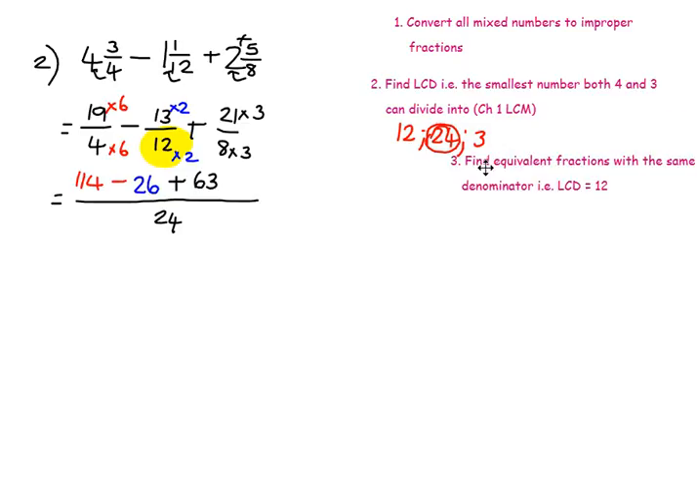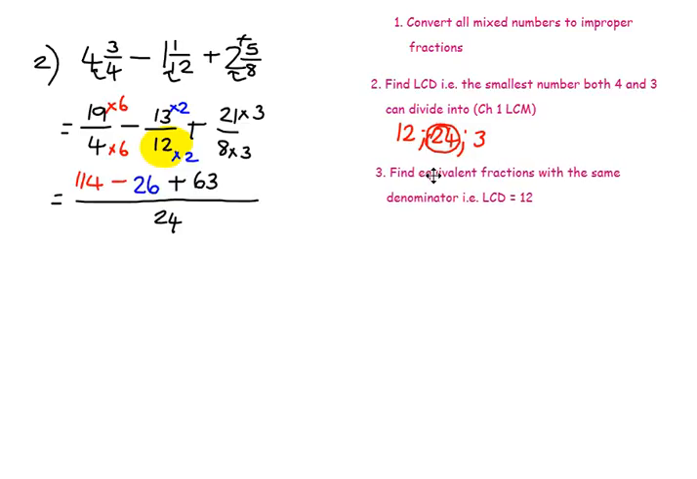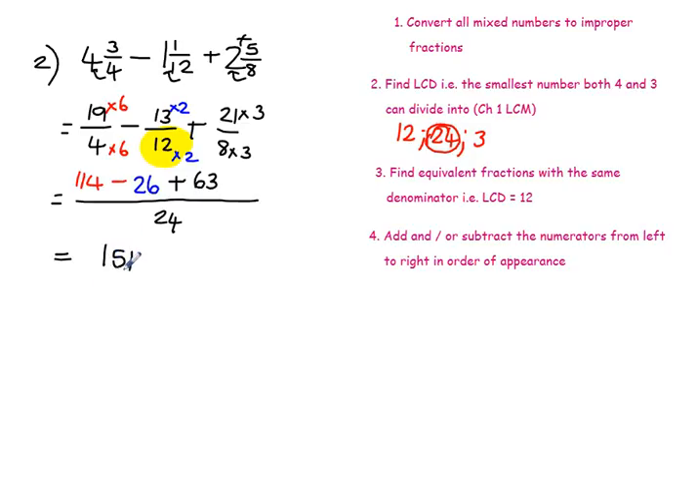The next thing we do, right, we found equivalent fractions by changing the numerators. Now we add or subtract the numerators from left to right. So I'm going to say 114 minus 26 plus 63, and the answer is going to be 151 over 24. The last step is to write your answer as a mixed number.